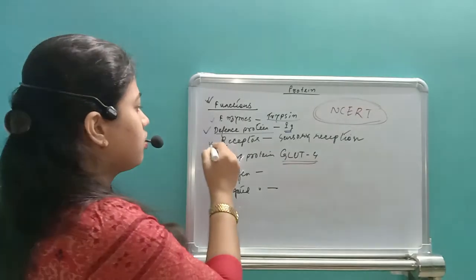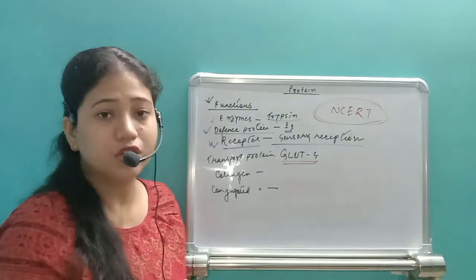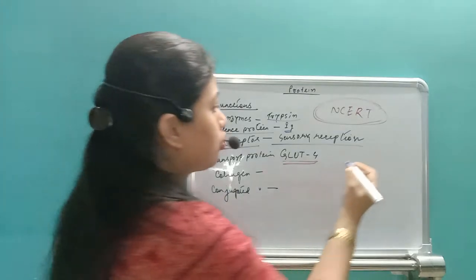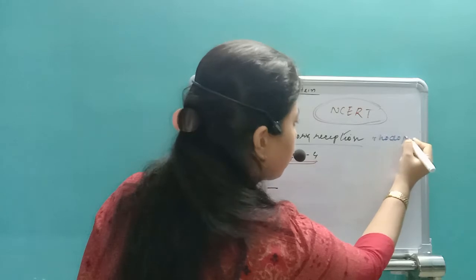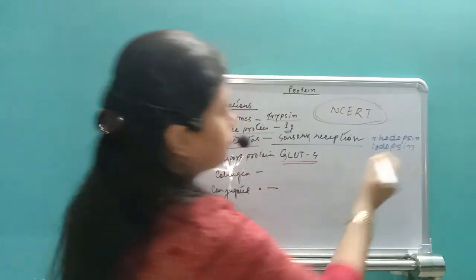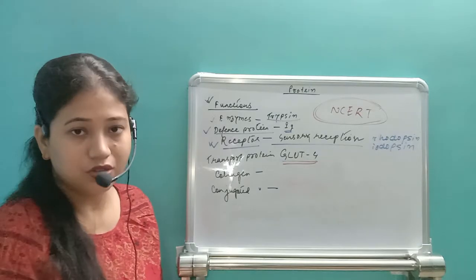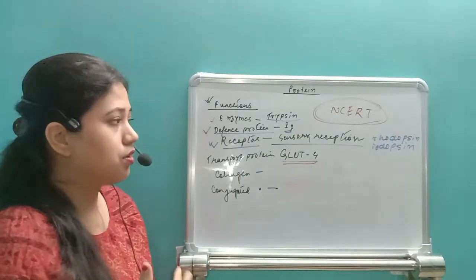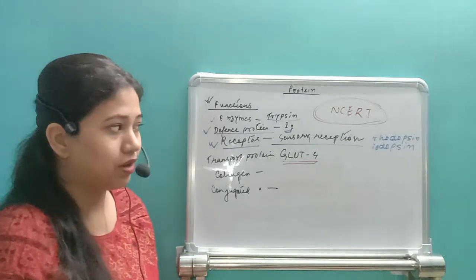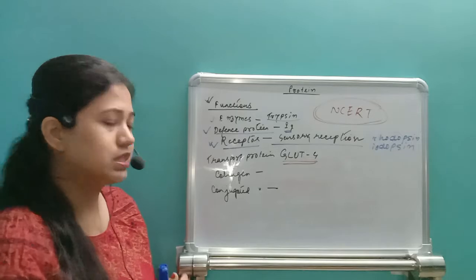Okay, next one is receptor. We have different receptors, sensory receptors for taste, smell, for vision itself. We have two types of vision sensory proteins. They are iodopsin and rhodopsin. These are the proteins which are available in our eye so that we are able to see the different colors. Sensory proteins, that are rhodopsin for the light, dark and black and white vision, and for iodopsin we can see the colors. So these are the receptor proteins.